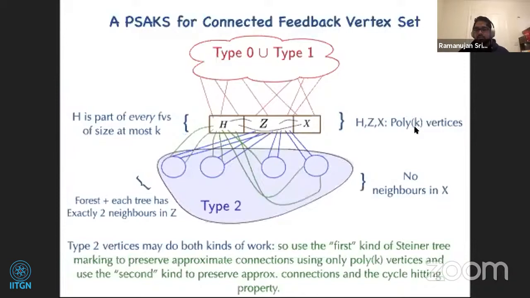And because of that, if I shrink each connected component to size poly K, and there are only poly K many of them, the number of vertices left in the type 2 components would still be poly K. So this way, we would have reduced the number of vertices to poly K overall. So the type 0 union type 1 becomes poly K. The middle piece is already poly K, as I mentioned, and the bottom now becomes poly K because of our reduction rules.